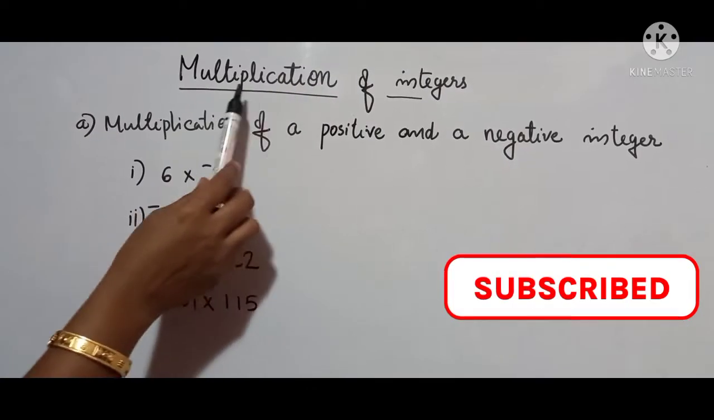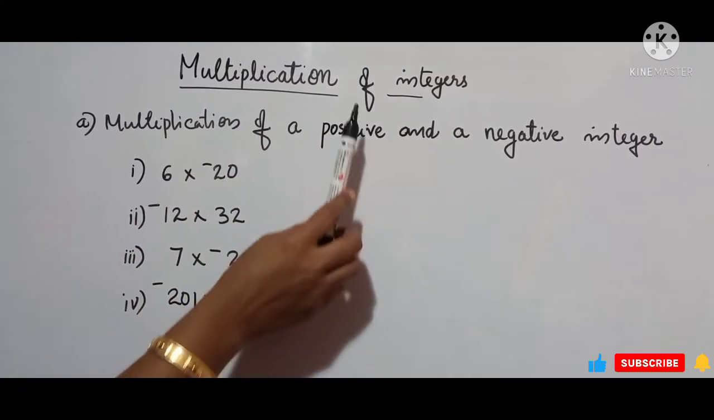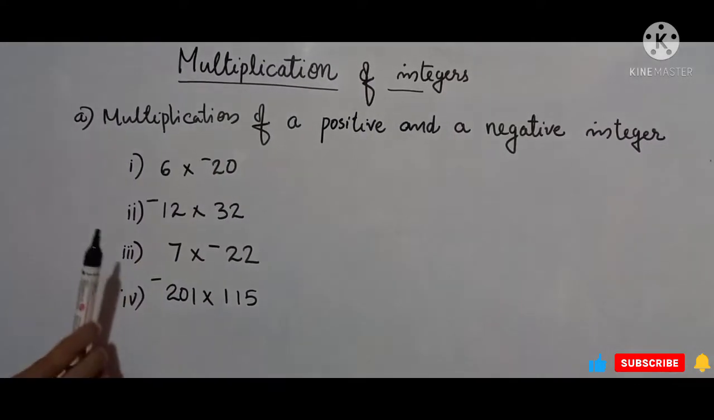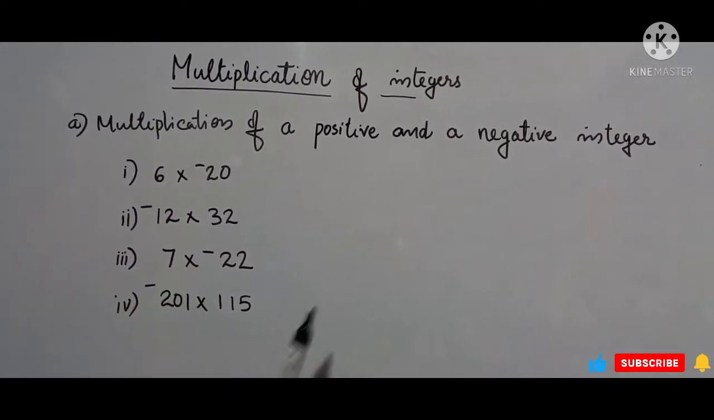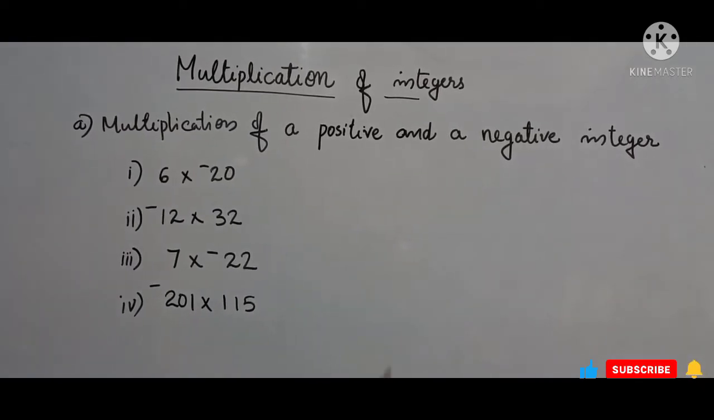Welcome children. Welcome to the second part of integers. Here we can do the multiplication and division of integers. First, multiplication of integers. Here I have selected some questions for multiplying a positive and a negative integer. Let us see how we can do that.